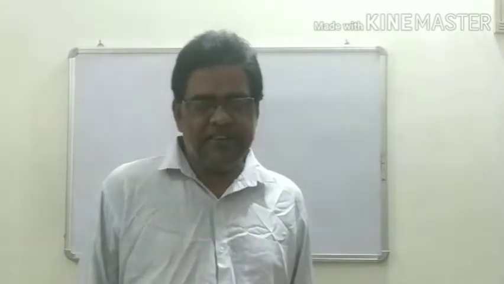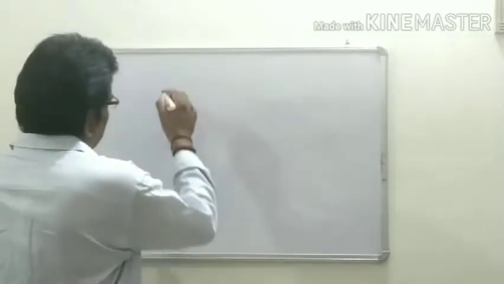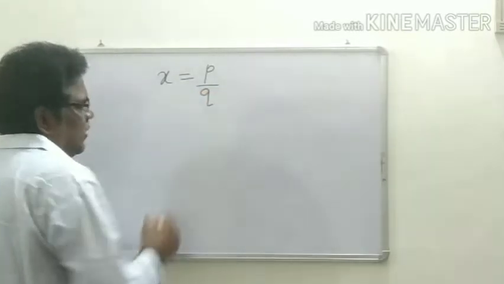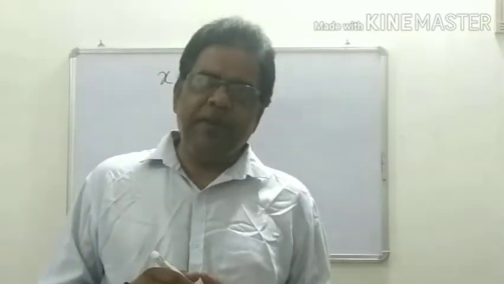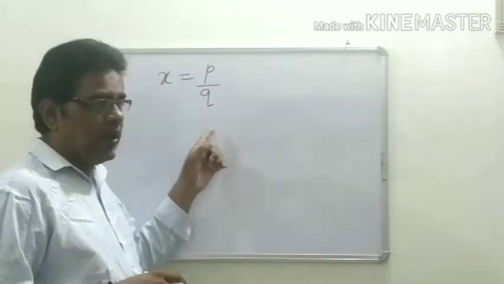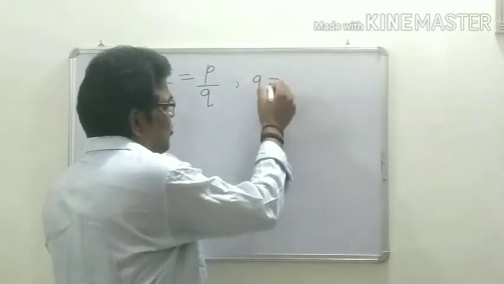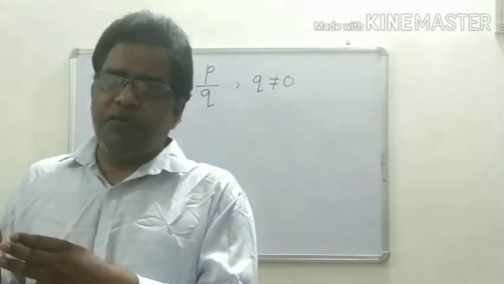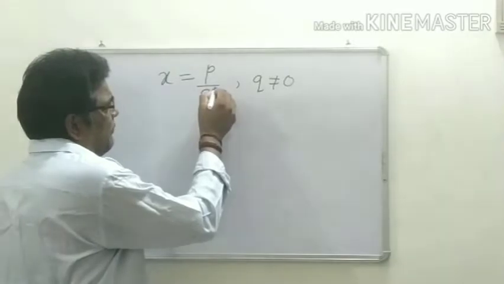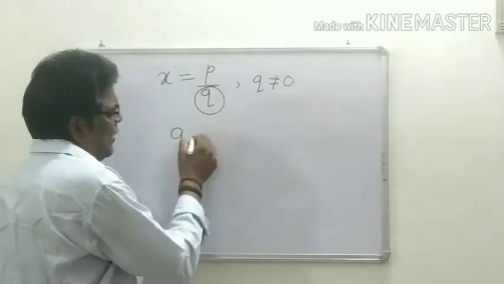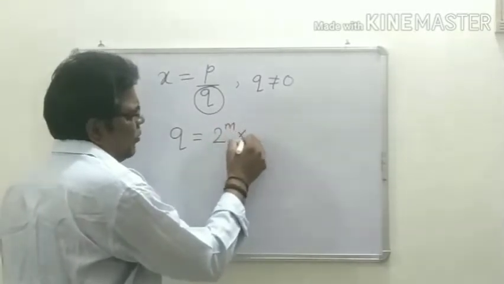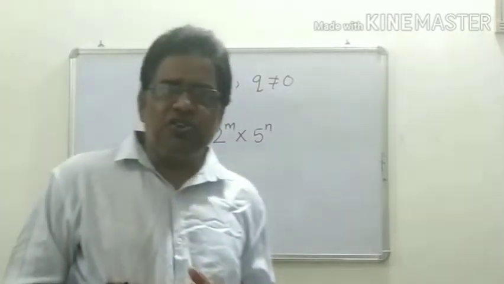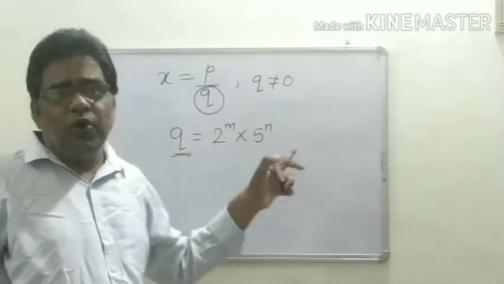So from this, it's clear that if you have a rational number x which can be expressed in the form p upon q, where q is of course not equal to 0, and on doing prime factorization of q, that is the denominator, if this q can be expressed in the form 2 power m into 5 power n, if you can express this number in this form, then you will say that the given rational number will be of terminating type.